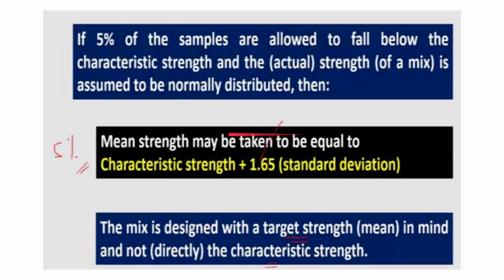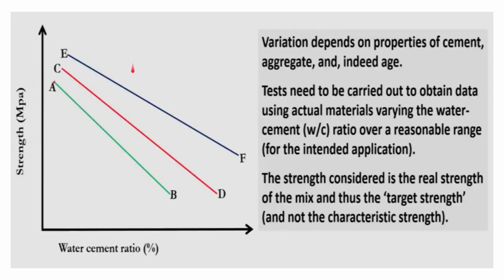Okay, so this concept comes from the normal distribution. The mix is designed with a target mean strength in mind, and not directly the characteristic strength, because we need 95% of the time the value to be greater than the characteristic. So we have to design for the mean strength, not the characteristic strength.